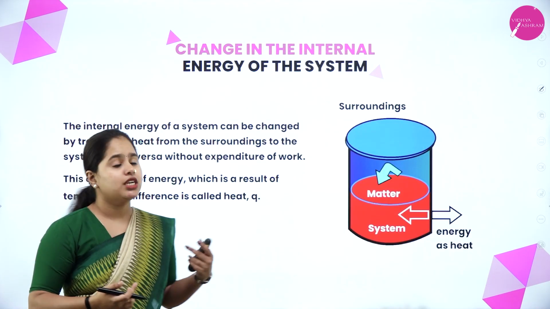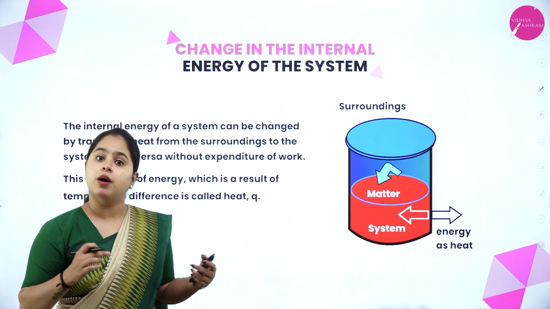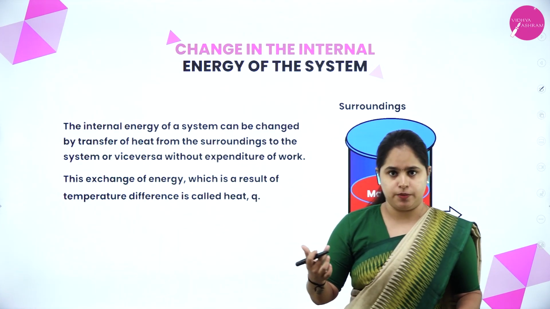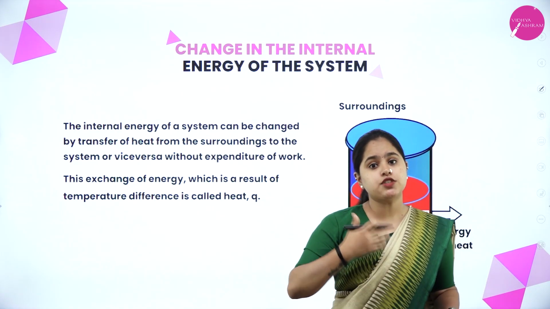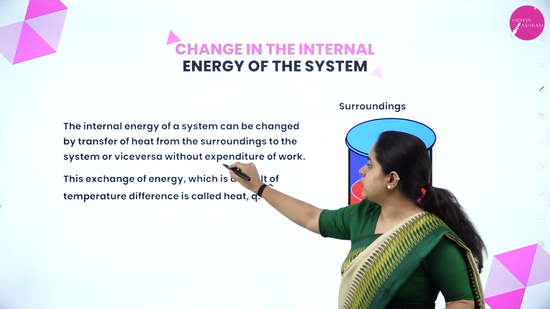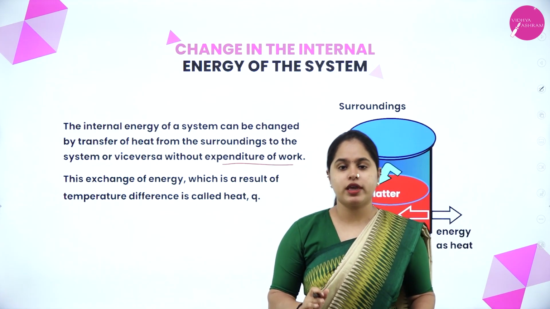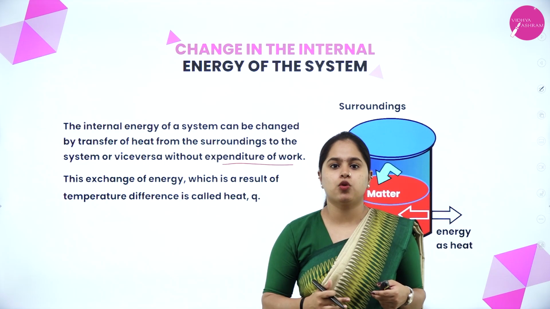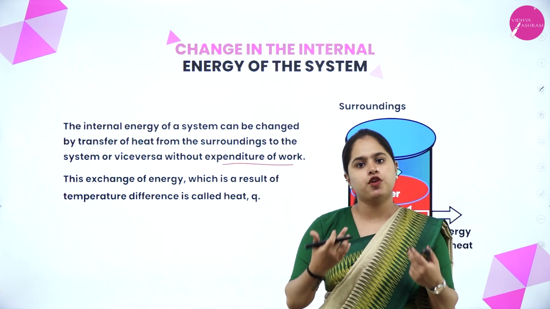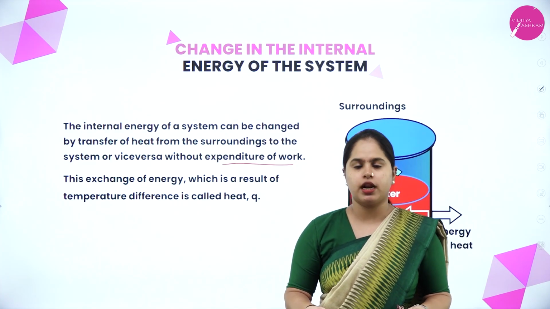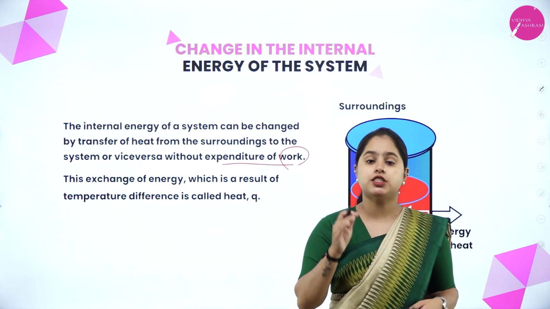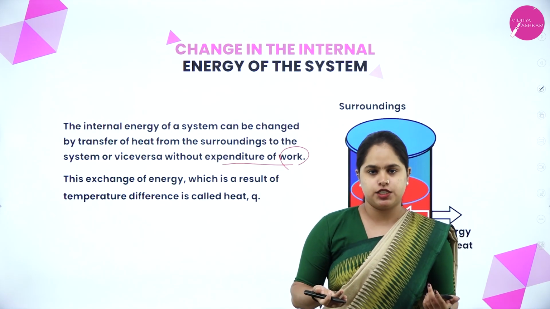Now the second one is change in internal energy of the system by heat. The internal energy of a system can be changed by transfer of heat from the surroundings to the system or vice versa, without the expenditure of work. So in this case, what we are going to see is how the internal energy can be changed by the transfer of heat between the system and the surroundings. We are not doing any work. It is only that heat is getting transferred.